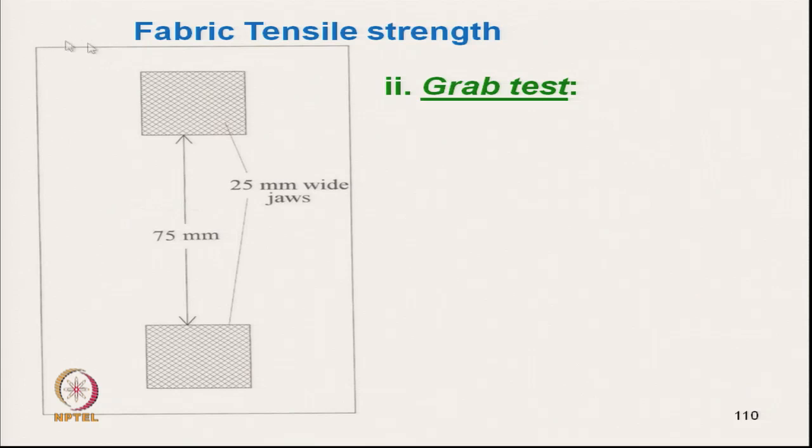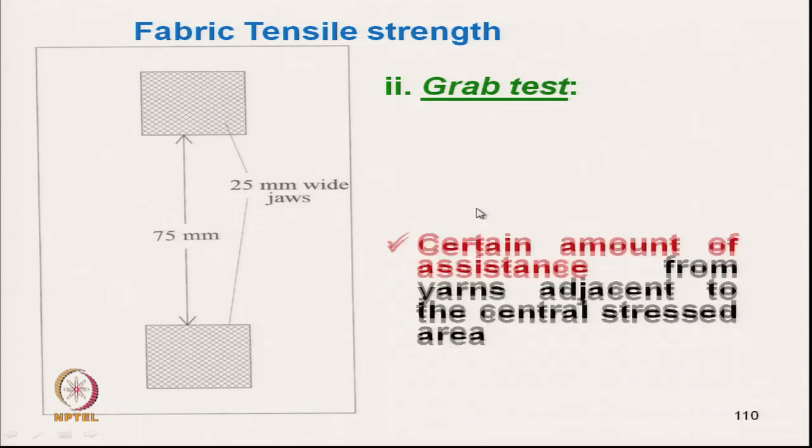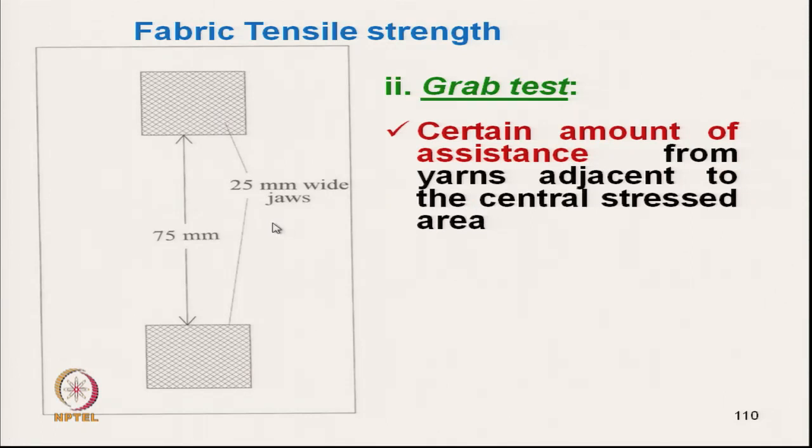Now, this is the grab test, this is the total width, the full width of the fabric, and here it is being grabbed, its jaws are much smaller in dimension, width wise. So, the basic issue here is that it gets assistance from the adjacent yarns beyond the reach of this jaw. Okay. That means it gets help.